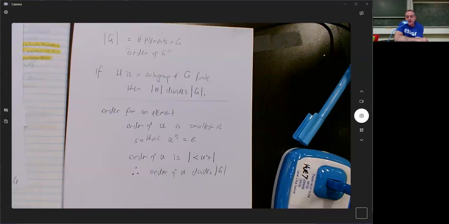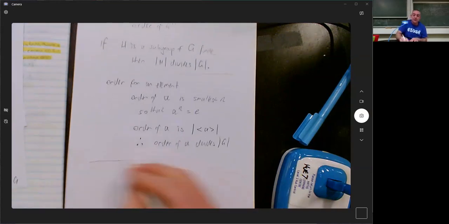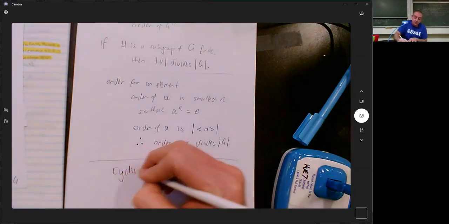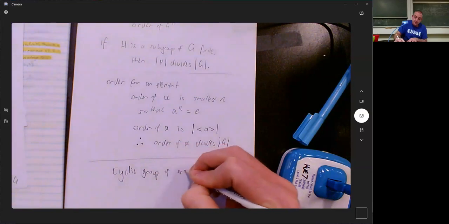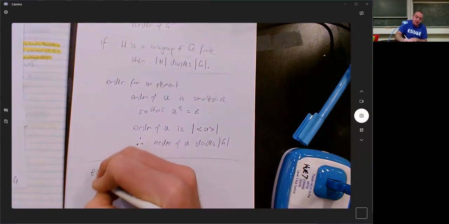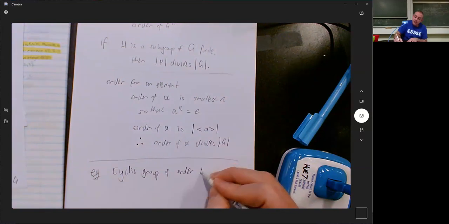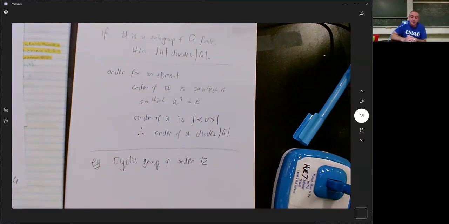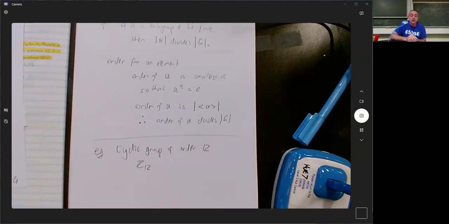And in fact, if you do have a cyclic group, every order of an element actually exists in a cyclic group. So I'm sure there's a theorem somewhere. So just an example, a cyclic group of order 12, which would be basically Z12 will do the trick. That's a cyclic group of order 12. Every possible divisor of 12 exists as the order of an element in a cyclic group. Not true in every other group, but definitely true in cyclic groups.